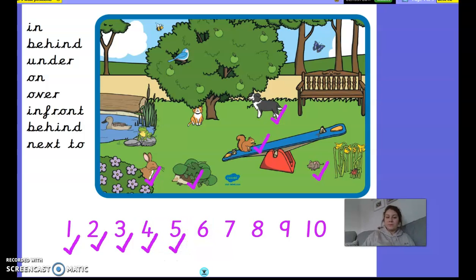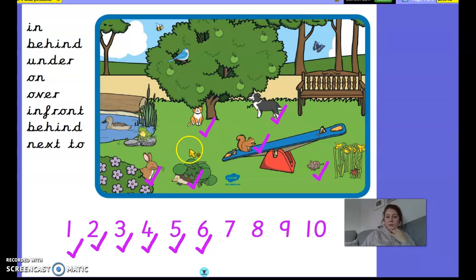Can you see any more? Oh, I can see a cat. Now the cat is on the grass as well, but he's also behind a tree. So I'm going to tick the cat because I've used the word behind. Okay, so instead of using the same word every time, we'll try and use some of these different keywords here. And you can ask your grown-up to read them out to you if you've forgotten what any of them are.